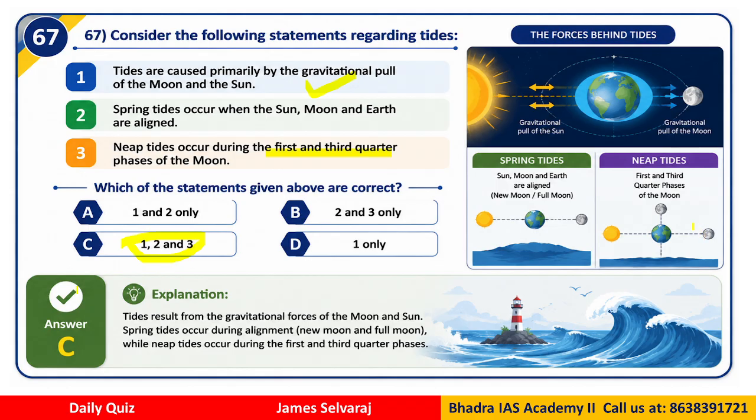That is the first and the third quarter phase of the moon, we have neap tides. Now these are basic science combined with geography. So be familiar, this kind of questions can be part of your exam as well.